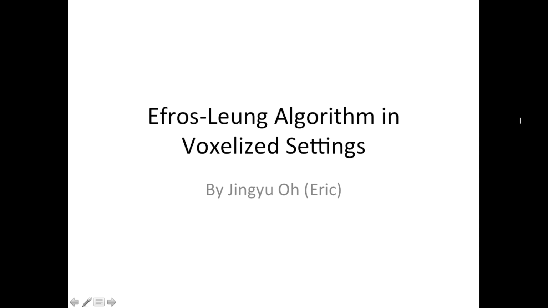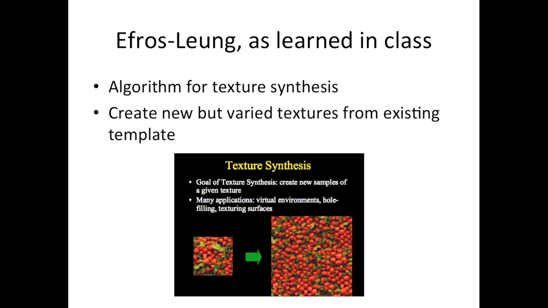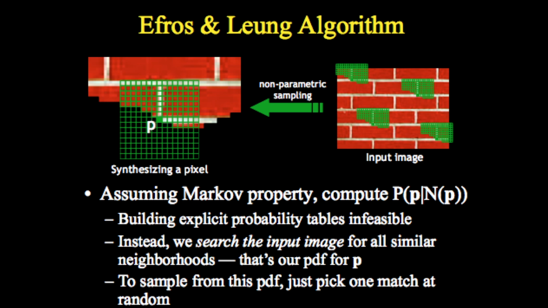So my project for 194-26 was to apply the Efros algorithm in voxelized settings. The Efros algorithm, as we learned in class, is an algorithm for texture synthesis, and you can create new but varied textures. The algorithm basically works by looking at the neighbor pixels, finding the most likely one in your source image, and then filling in your destination with the pixel that matches.